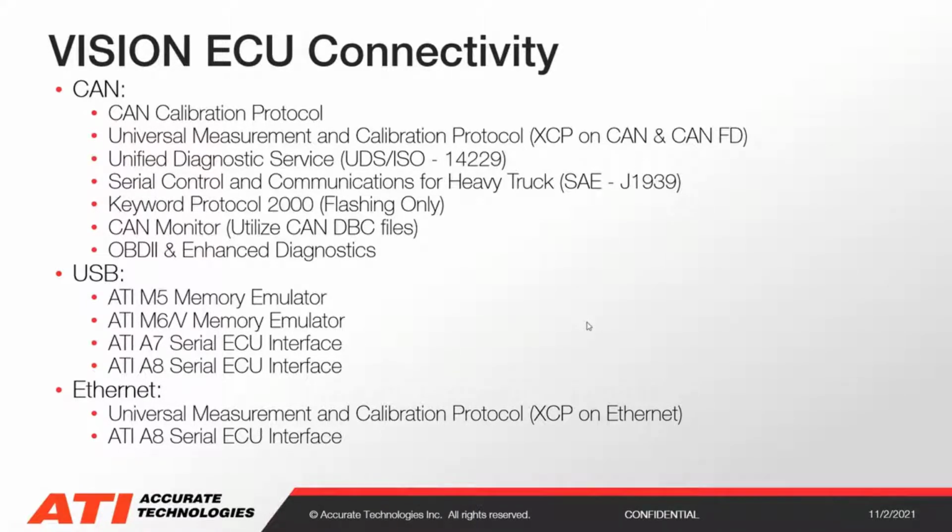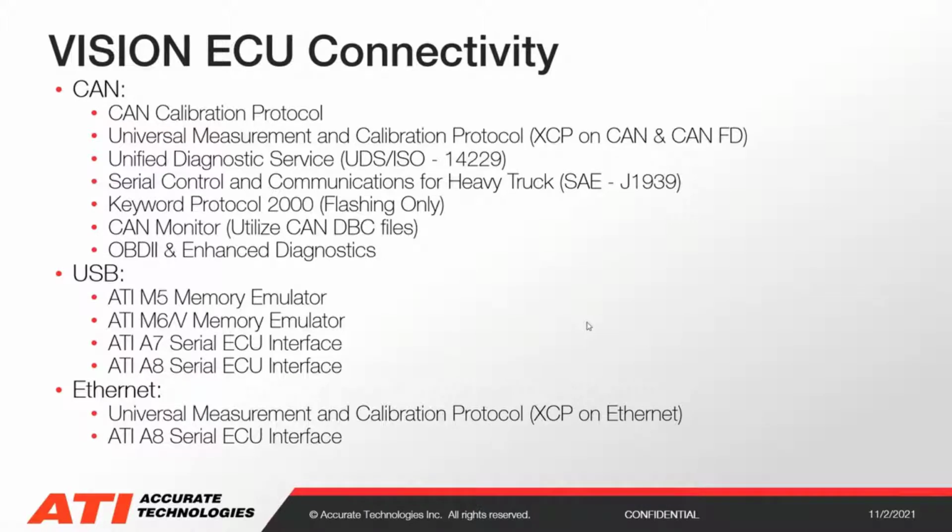We support heavy truck stuff, J1939, for flashing only, KWP, Keyword Protocol 2000. CAN monitor, I wouldn't say that's much of an interface into your ECU, but it is a way to view the data over a CAN bus, assuming that you have a database or a DBC file. OBD2, enhanced diagnostics. It's all standardized diagnostic stuff that you're probably familiar with.